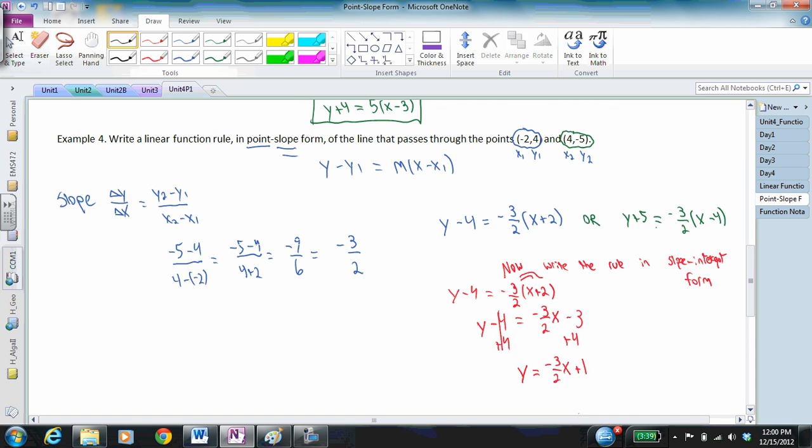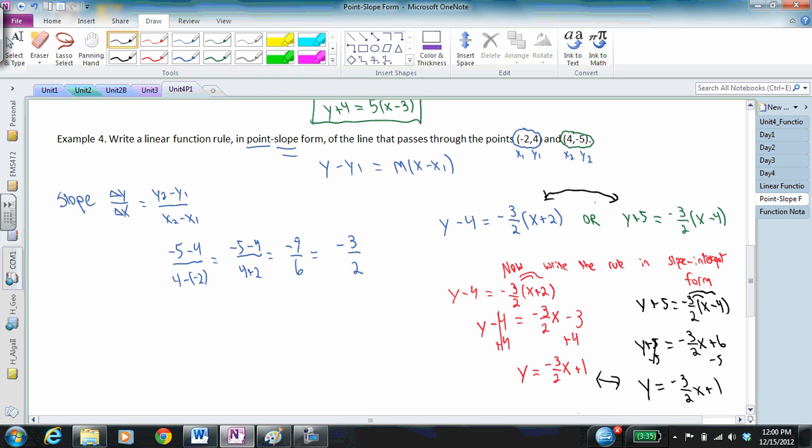Now let's suppose we wanted to do the same thing for the other rule that we wrote. y plus 5 equals -3/2 times (x minus 4). Again, we said we should get the same thing, so let's see. If I distribute, I'll get y plus 5 equals -3/2 x. -3 times -4 is 12, divided by 2, that's 6. Subtract 5 from both sides, and voila, I get y equals -3/2 x plus 1. So as promised, these are exactly the same, because these two function rules are equivalent, they just use different points.